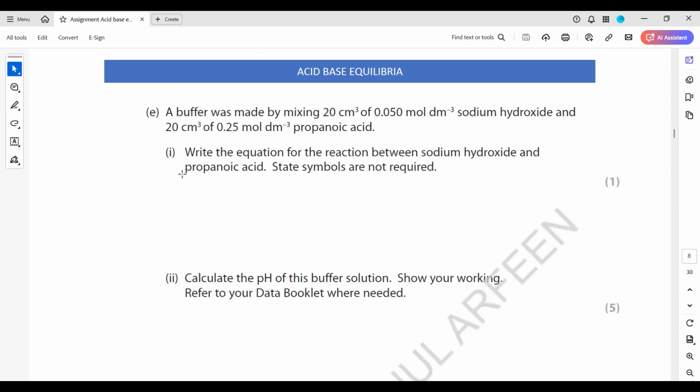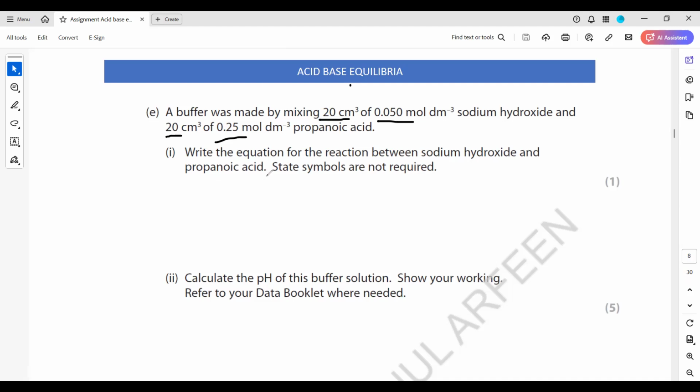Now, a buffer solution question. Usually, a buffer solution is formed when a weak acid is mixed with its salt, or a weak alkali is mixed with its salt. Or sometimes we have a weak acid and a limiting reagent alkali, or a weak alkali and a limiting reagent acid. That will also result in the formation of a buffer solution. Now the question is: a buffer solution was made by mixing 20 cm cube of 0.05 mole of sodium hydroxide with 20 cm cube of 0.5 moles of propanoic acid.